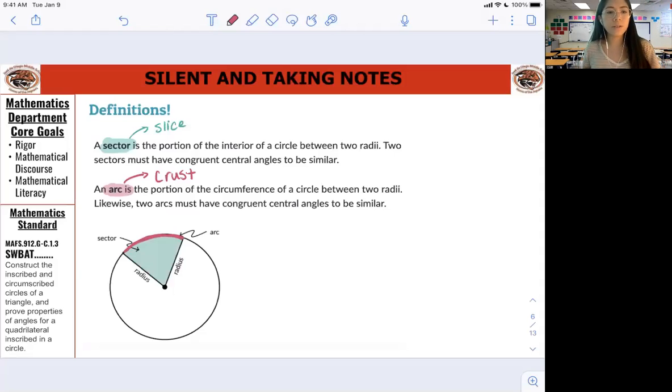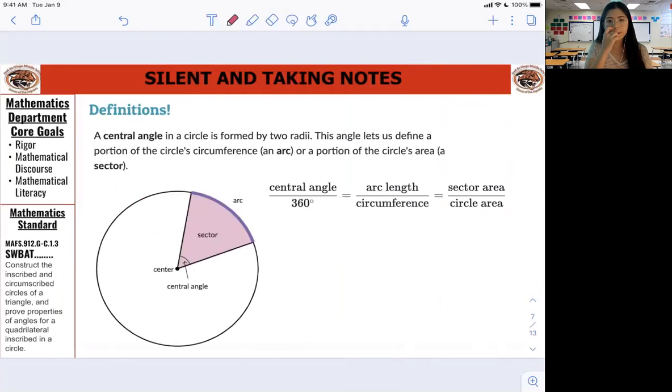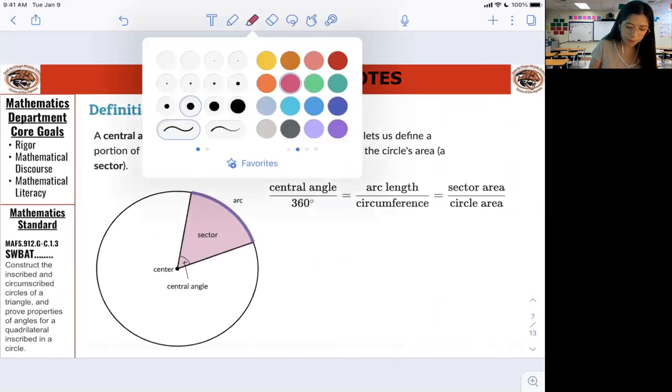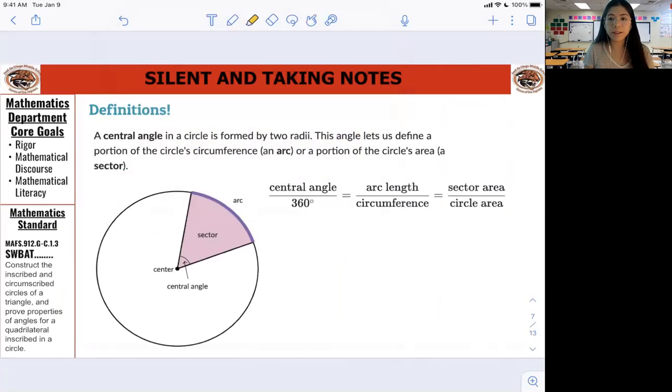Okay. So we have a sector and we have an arc. Do I have any questions on what those two parts of a circle are? Okay. So here's one more definition and then a new formula to remember. Have I explained it yet? No, but just looking at it, it looks hard. I'm sorry. Wait for me to explain.